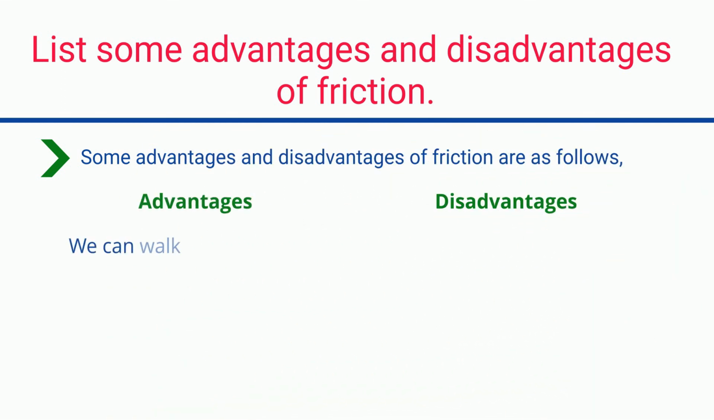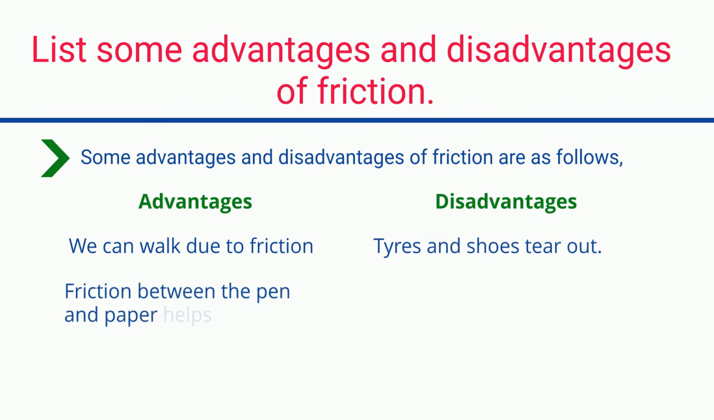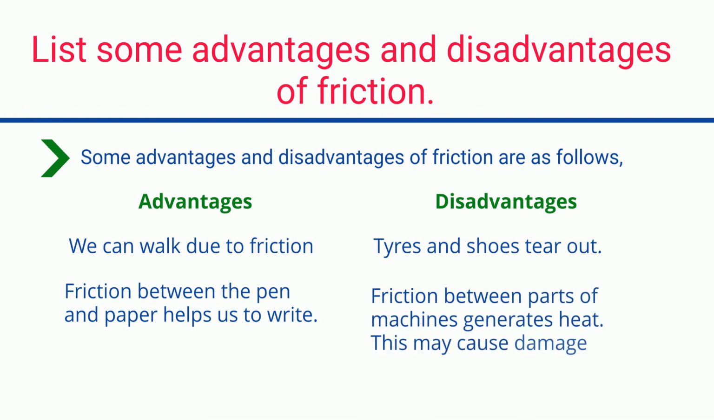Advantages: We can walk due to friction. Friction between the pen and paper helps us to write. Disadvantages: Tires and shoes wear out. Friction between parts of machines generates heat. This may cause damage to machines.